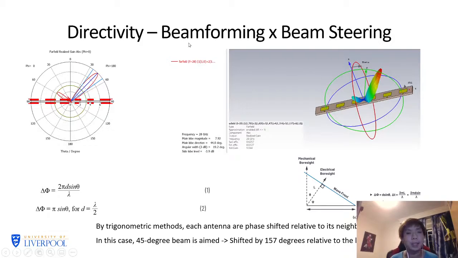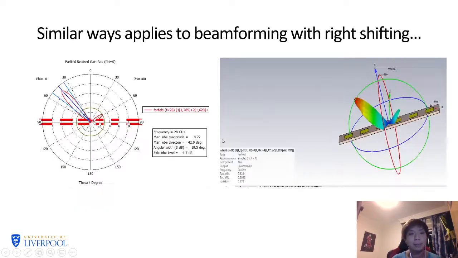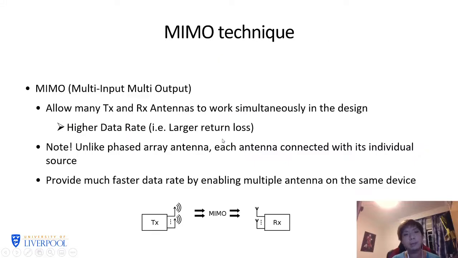And for directivity, we can see by steering the beam using the equation of the phase shift here. As we see, in this case we're using the 45 degrees main lobe direction, and by applying 157 degrees relative to the antenna port, we can see it deviates to 45 degrees. This is the other way around.